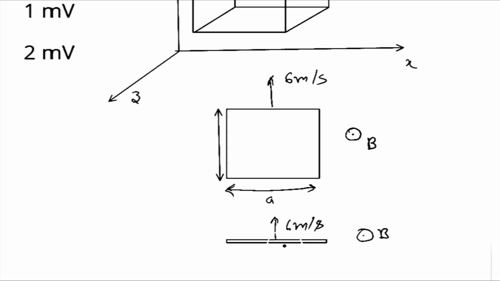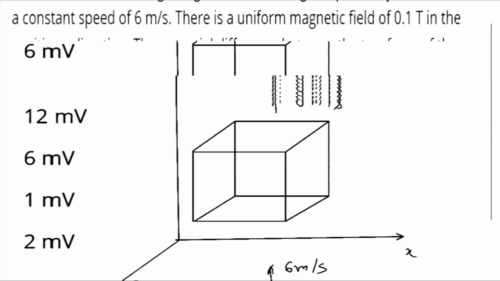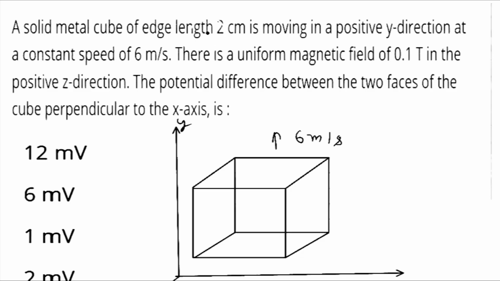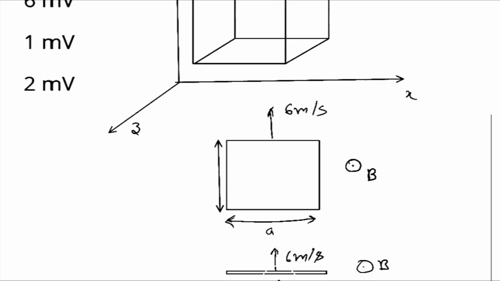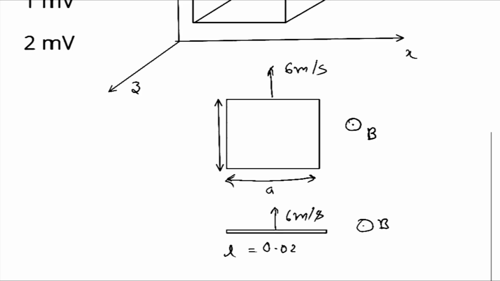This is a rod which is moving with a velocity of 6 meter per second, and if you see in the question, the length of the edge is given as 2 centimeter, so this is 0.02 meter length. So I will write here the induced EMF. Now you can see the length, the magnetic field and the velocity, all three are perpendicular to each other. So I will just write BVL. No need to take components since all three are already perpendicular.